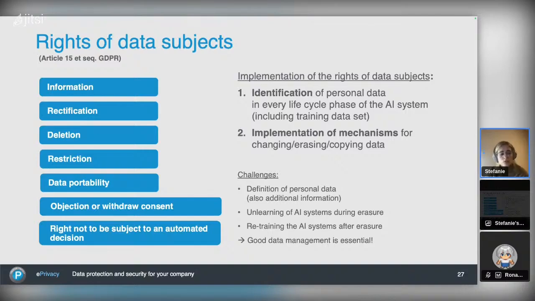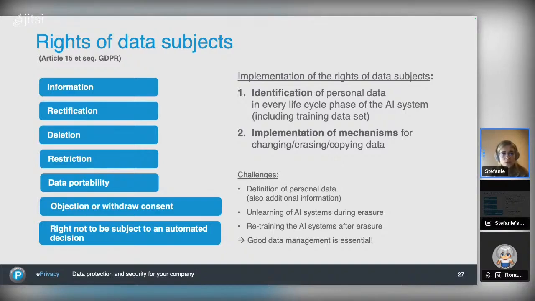What we need to do is to check where within the AI system that we are using personal data is included, so that if data subjects exercise their rights, we know what we need to do and where we need to collect the data or delete the data, and so that we can implement mechanisms for changing data, for deleting data, or to provide a copy of data to the data subjects.